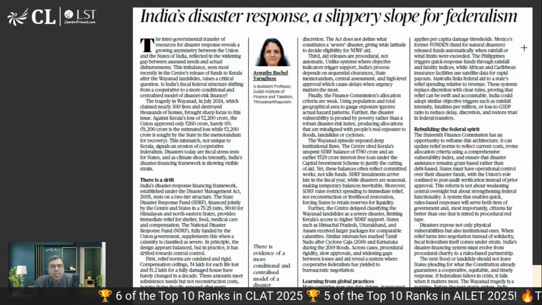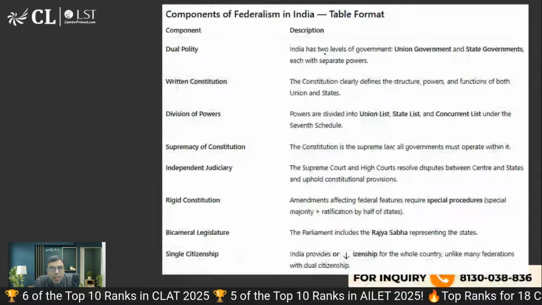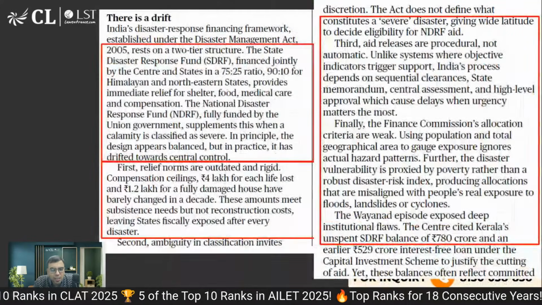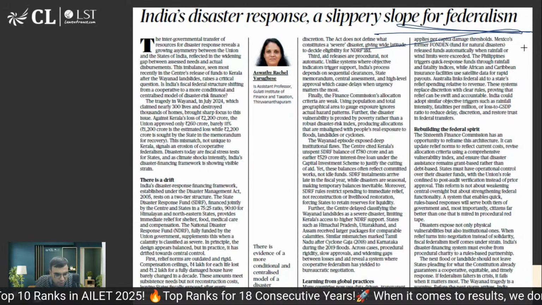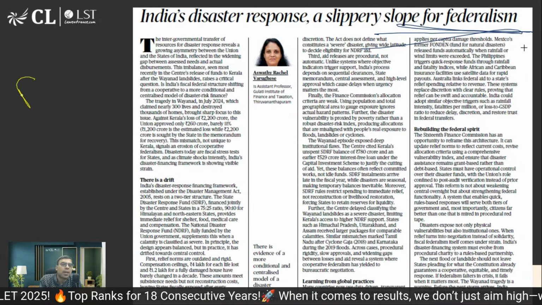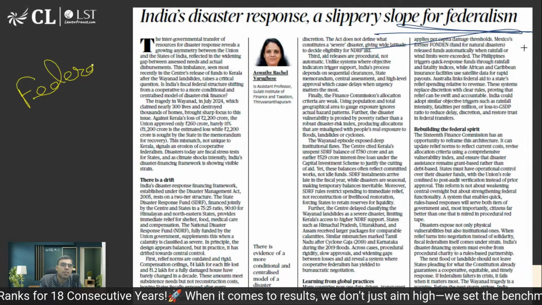Next is India's disaster response as a slippery slope for federalism. I'll talk about it a bit, though we don't need to go into that much detail. But what is the idea of federalism? What is the concept? What are the basic features of federalism?